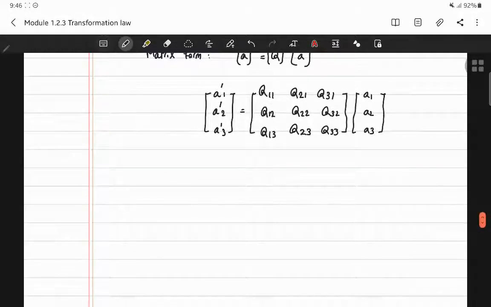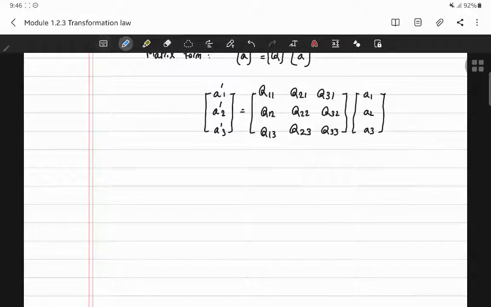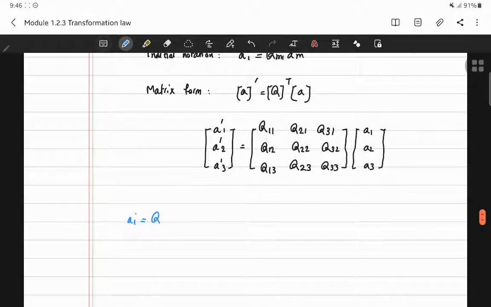And of course, if you have a vector A prime and you want to transform it back to A, you will have something like A_i is equal to Q_im A prime_m. Here you see you have a Q transpose to transform A into the A prime coordinate. Here you have to use the Q. So you have Q_im A prime_m, or in matrix form, we have A is equal to Q A prime. All right.